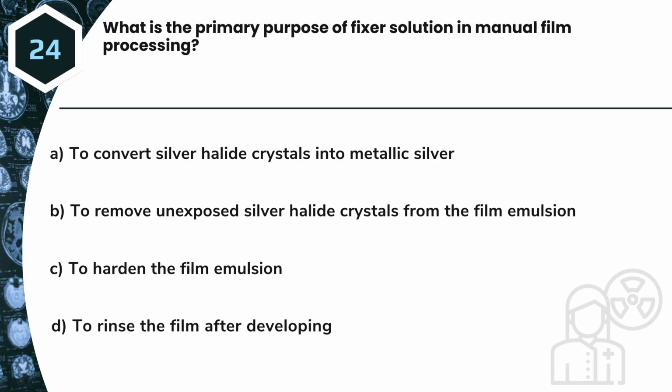A. To convert silver halide crystals into metallic silver. B. To remove unexposed silver halide crystals from the film emulsion. C. To harden the film emulsion. D. To rinse the film after developing.